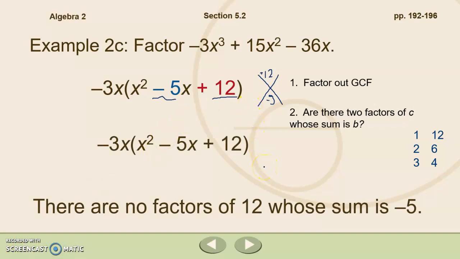Because of that, we say that that is prime. It's done. It's irreducible. We cannot factor it anymore. Pulling out the negative 3x is all that we can do.